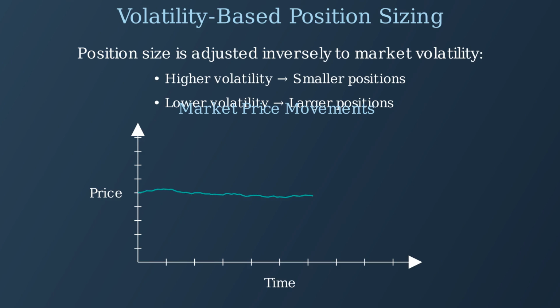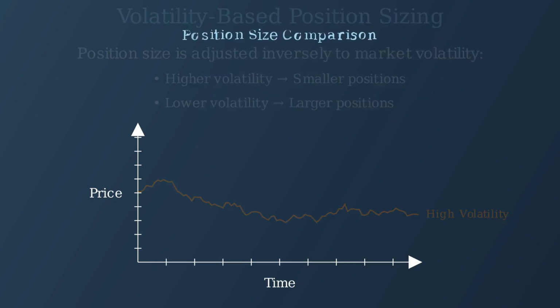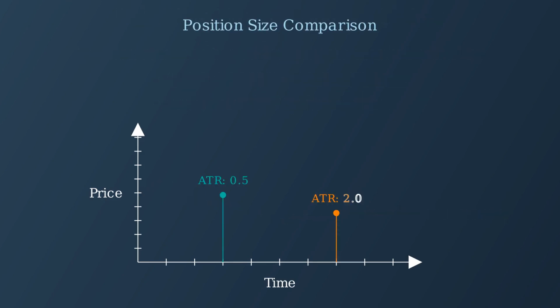Let's visualize two different market environments. The teal line represents a period of low volatility with smooth price movements. The orange line shows a high volatility period with erratic price swings. Let's examine two specific periods: a low volatility period with an ATR of 0.5 and a high volatility period with an ATR of 2.0.